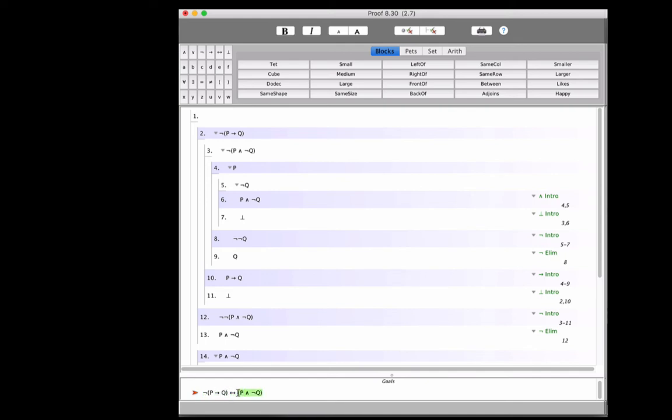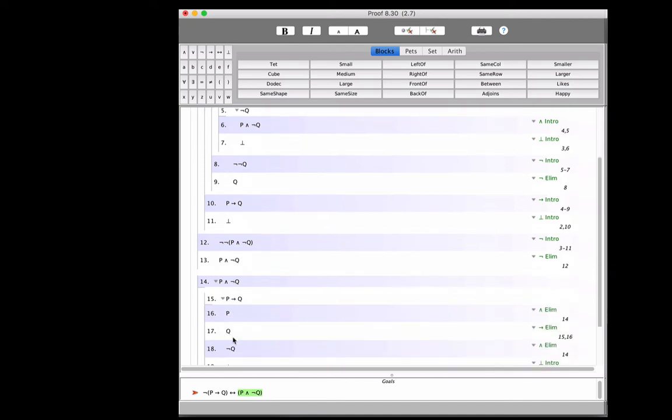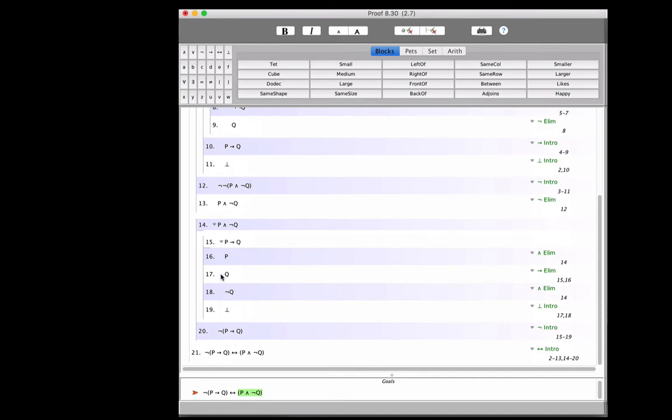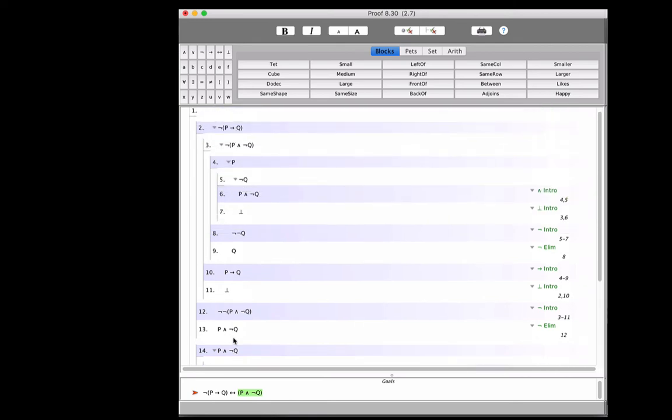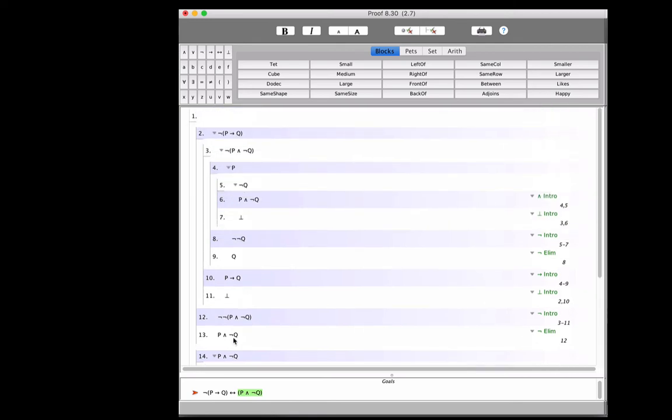biconditional intro, right? So take a look at the fact that from lines 2 through 13, we have the left side of the biconditional that yields the right side. Then from lines 14 through 20, we have the right side yielding the left side. Now, it's a pretty complicated sequence, particularly the first of the two subproof sequences.